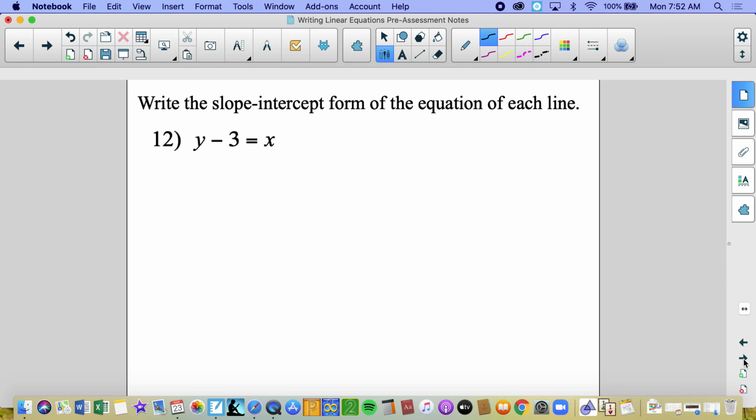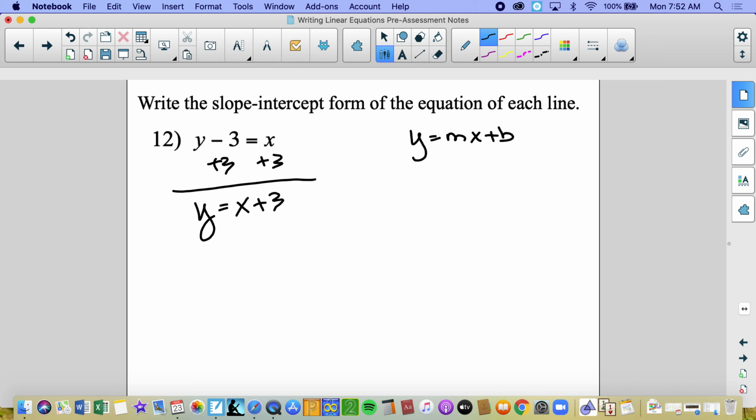Number 12, technically this is in point slope form. We would add 3 to both sides. Y equals x plus 3. Remember, our variable has to come first because of our template. It's our variable plus the constant. So we have the variable plus the constant. Very important to recognize that too.